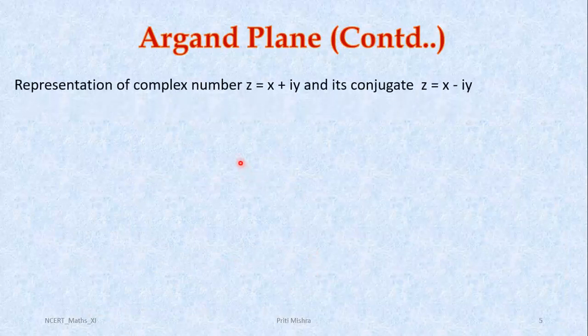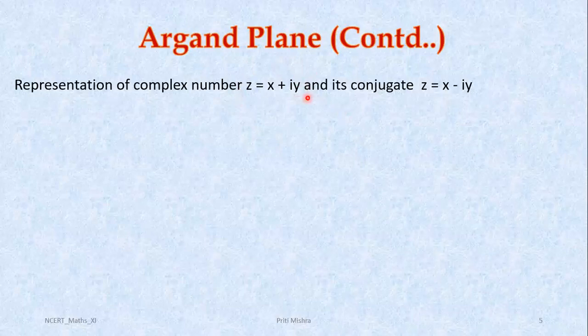Now, representation of a complex number z equals x plus iy and its conjugate x minus iy in the Argand plane. So I have explained conjugate in my last video. So what is the conjugate of x plus iy? It will be x minus iy. What we do to find the conjugate, we just need to replace the sign in between the real part and imaginary part with the opposite sign. You can see here we are having negative, because here we were having a positive sign. So just reverse the sign, and you will always get the conjugate of any given complex number.